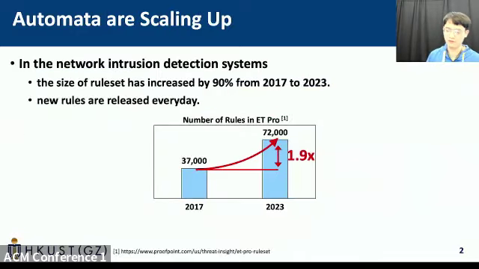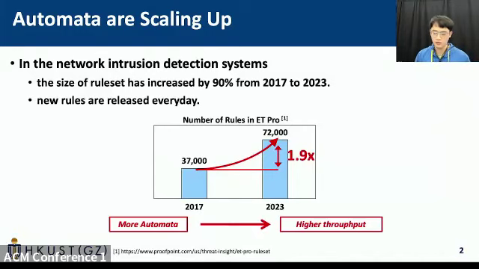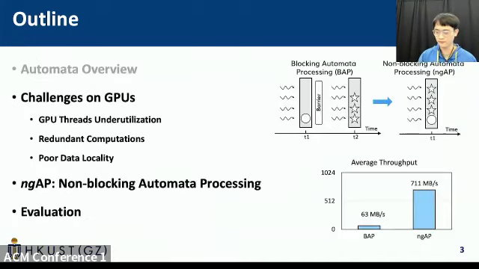With the advent of big data, the number and the size of the automata are expanding. For example, the network intrusion detection system has seen a 90% increase in the rule set from 2017 to 2023, where each rule represents one automaton. So achieving higher throughput in processing large-scale automata is our primary goal.